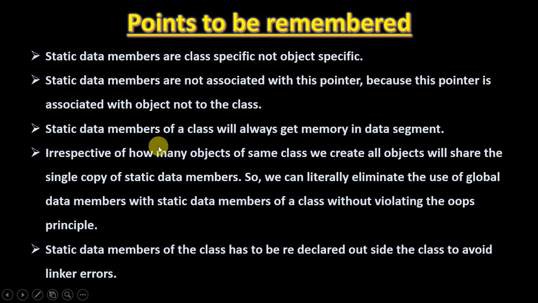Irrespective of how many objects of the same class we create, all objects will share a single copy of the static data members. So we can literally eliminate the use of global data members with static data members of a class, without violating object-oriented programming principles. Static data members of the class have to be redeclared outside the class to avoid linker errors. So these are the things for static data members of a class.